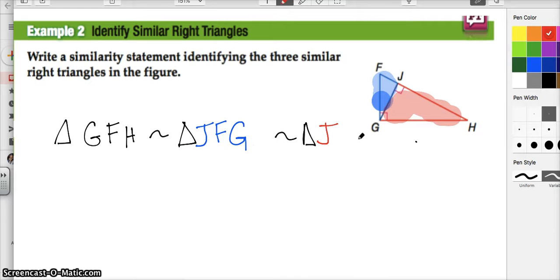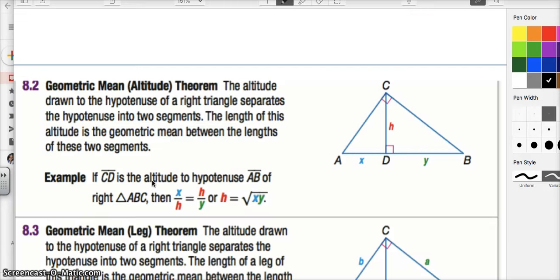Because that has to be the third letter that you write, and the angle equivalent to H is H, and therefore the angle that must be equivalent to F from the original larger triangle has to be this sliver of G. So there's our equivalency statement, or our similarity statement, for that problem.